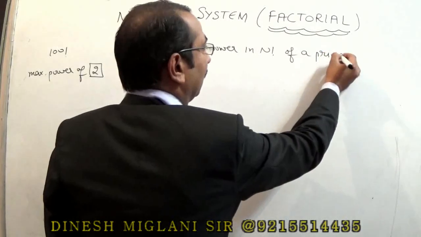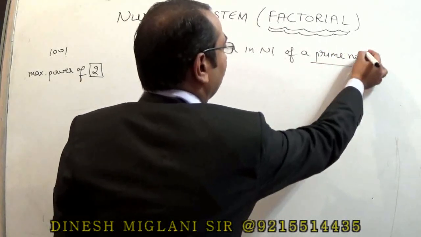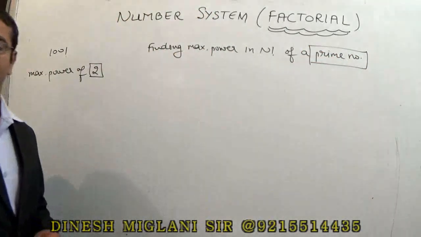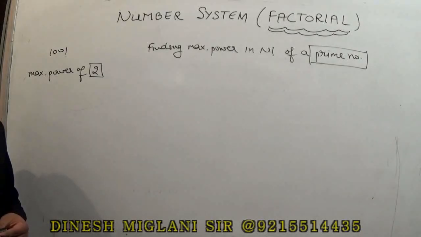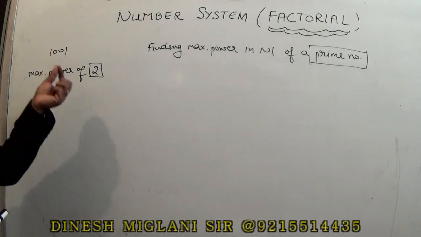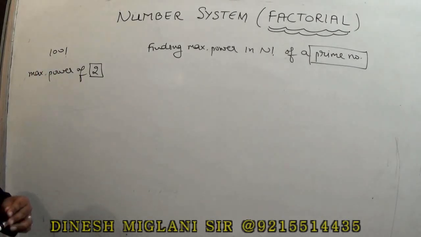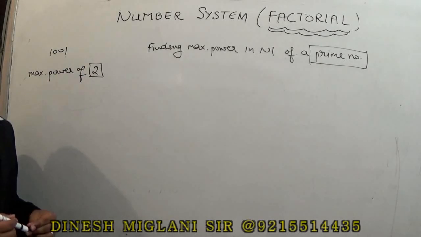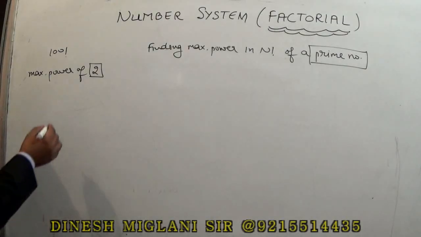The first point is that we can use this method when we have to find the maximum power of a prime number. Suppose you have 100 factorial and we have to find the power of 2. We know that 2 is a prime number, which means we can easily find the power of 2. Now, what is the process to find the maximum power of a prime number? The process is very simple.